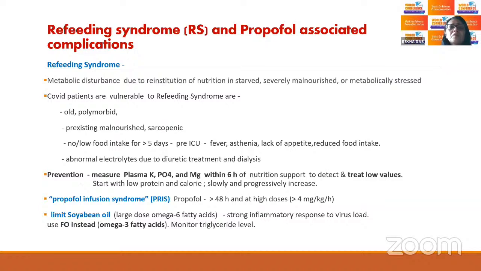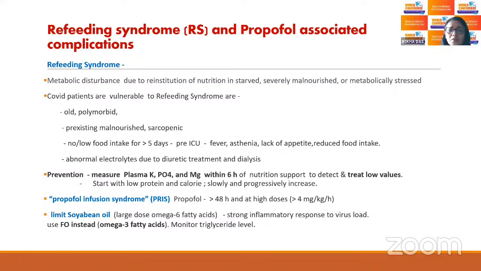Coming to refeeding syndrome and propofol associated complications. Refeeding syndrome is a metabolic disturbance due to reinstitution of nutrition in a starved, severely malnourished, or metabolically stressed patient. COVID patients are vulnerable because they're old and polymorbid, have pre-existing malnutrition, usually have low or no food intake for 5 days prior to ICU admission, and might have abnormal electrolytes due to diuretic treatment or dialysis. Whenever you start feeding these patients, measure plasma potassium, phosphate, and magnesium within 6 hours of nutritional support to detect and treat low values, and keep monitoring them. Start with low protein and calories and then slowly increase.